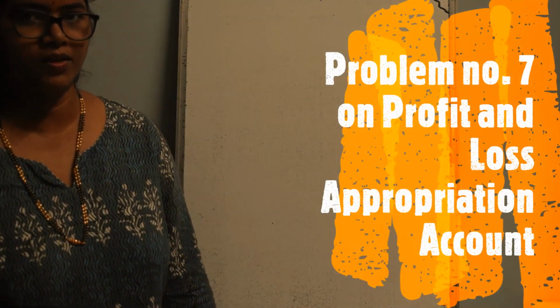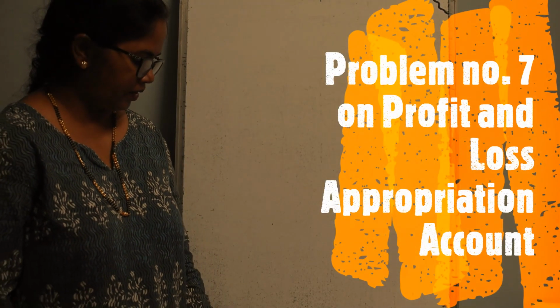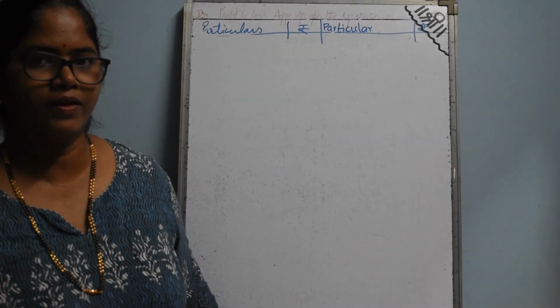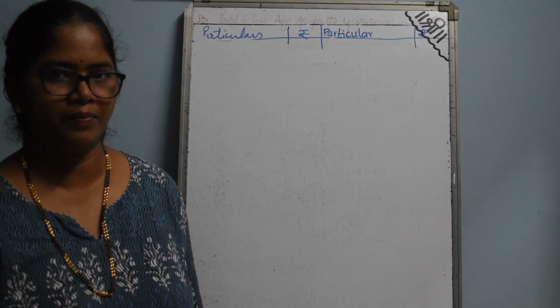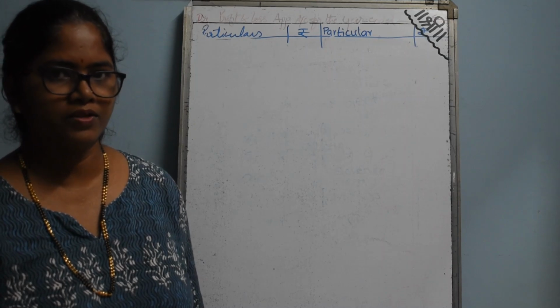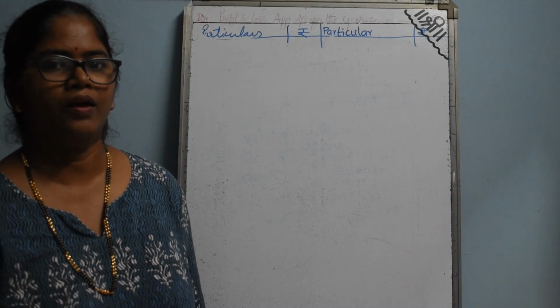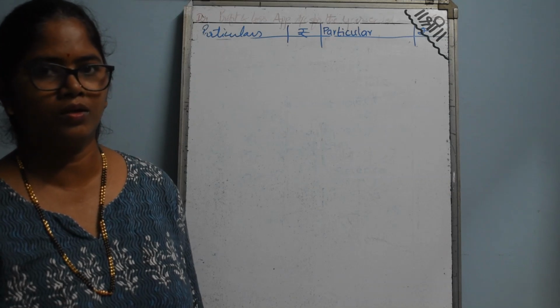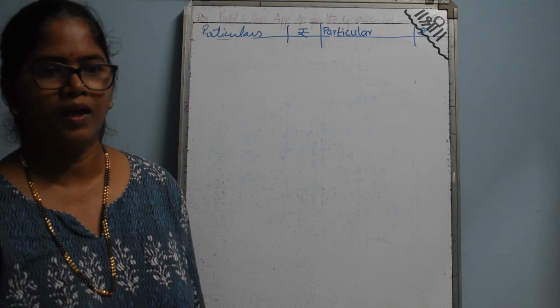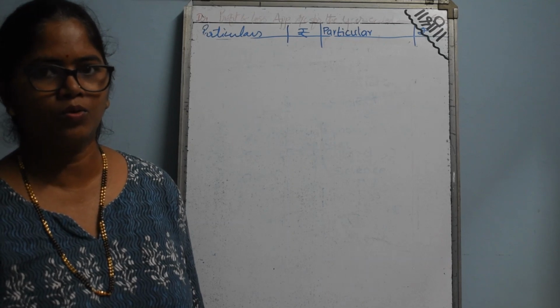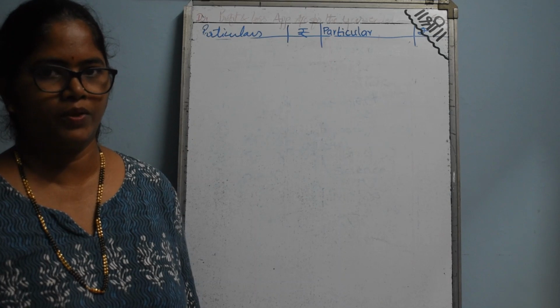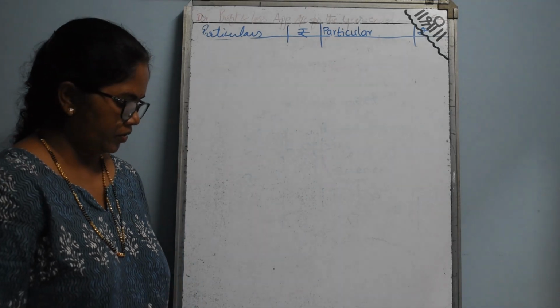Today we are going to take the next problem, our seventh problem. The main thing we are going to study is when a partner brings additional capital, how to calculate interest on capital on that. Another important point is when a loan is taken from a partner and we have to calculate interest on the loan, how to show it in your profit and loss appropriation account. So let us start the problem.